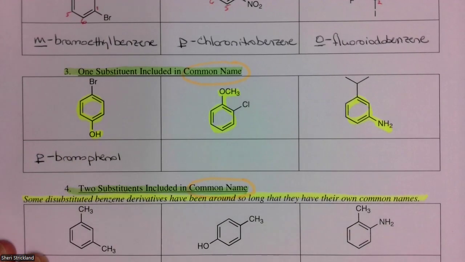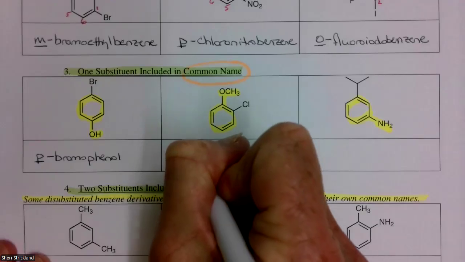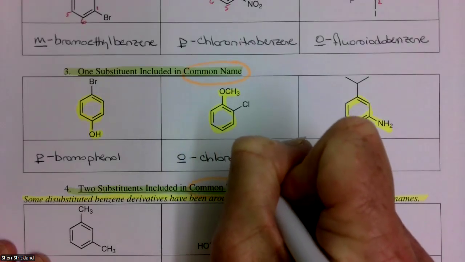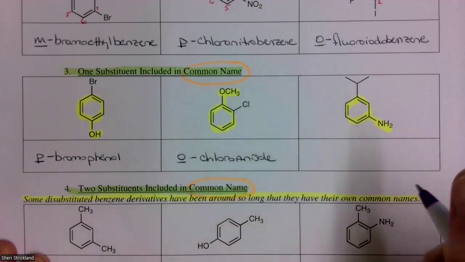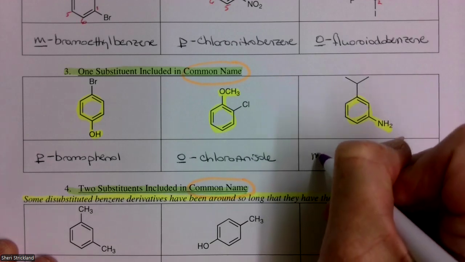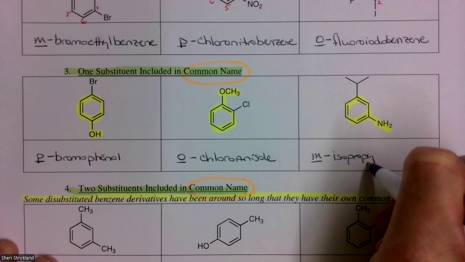All right, so I want you to pause the video and do these other two, and then come on back. All right, welcome back. This one would be ortho-chloroanisole. And this one over here on the right would be meta-isopropylaniline.